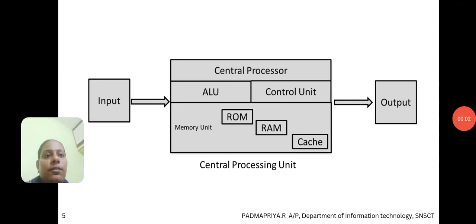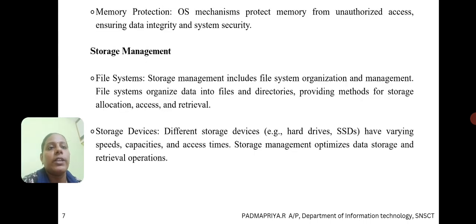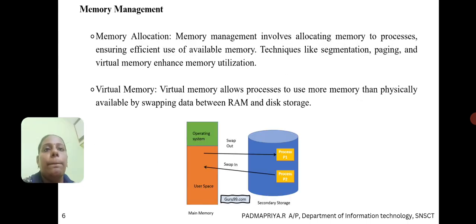Hi all. Last session we talked about the central processing unit and process states. So next we are talking about memory management. In memory management, what is memory allocation? Memory management involves allocating memory to processes. Only then can we execute the process, by allocating some particular space. If we do not allocate the space in memory, we can't execute the process, we can't get the CPU.